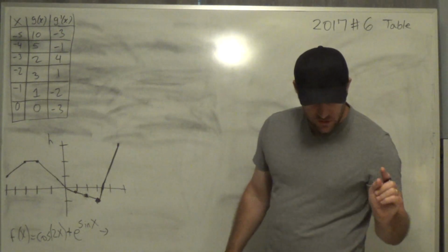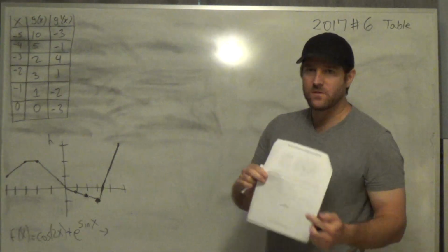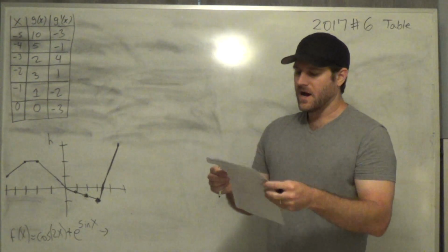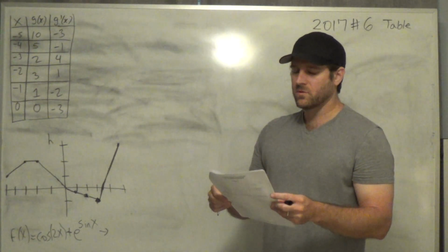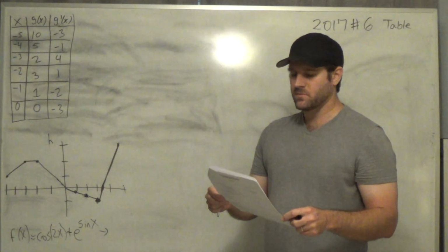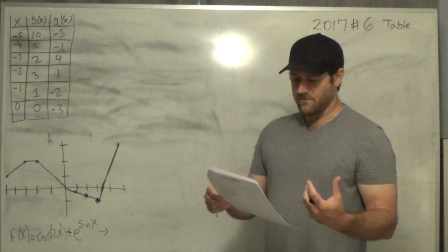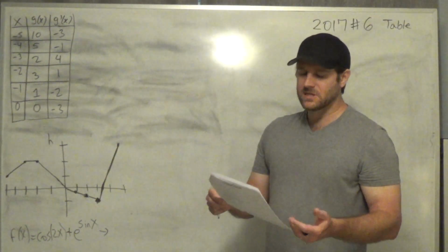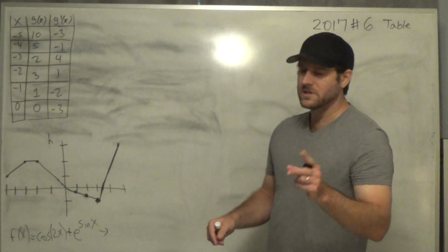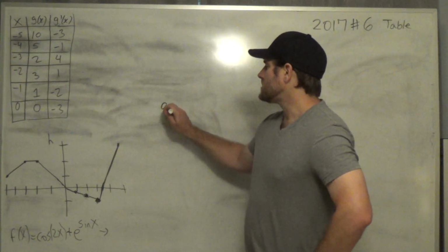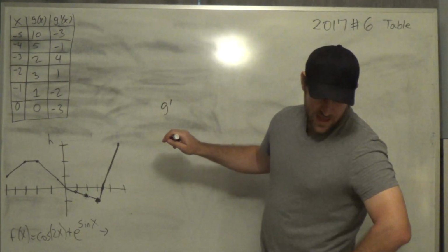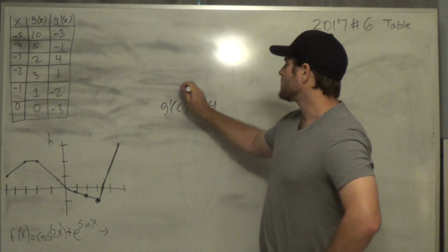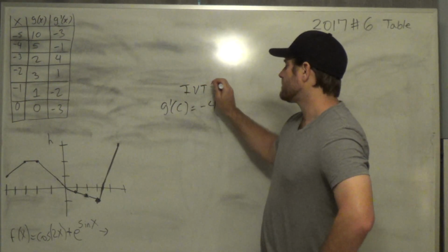First of all, I want you to notice that they said specifically in the question that the table gives values of g and its derivative g prime at all selected values. Okay? And g is a differentiable function. So it's important that g is differentiable. So, let's see. Can I prove that g prime C equals negative 4 using the IVT?